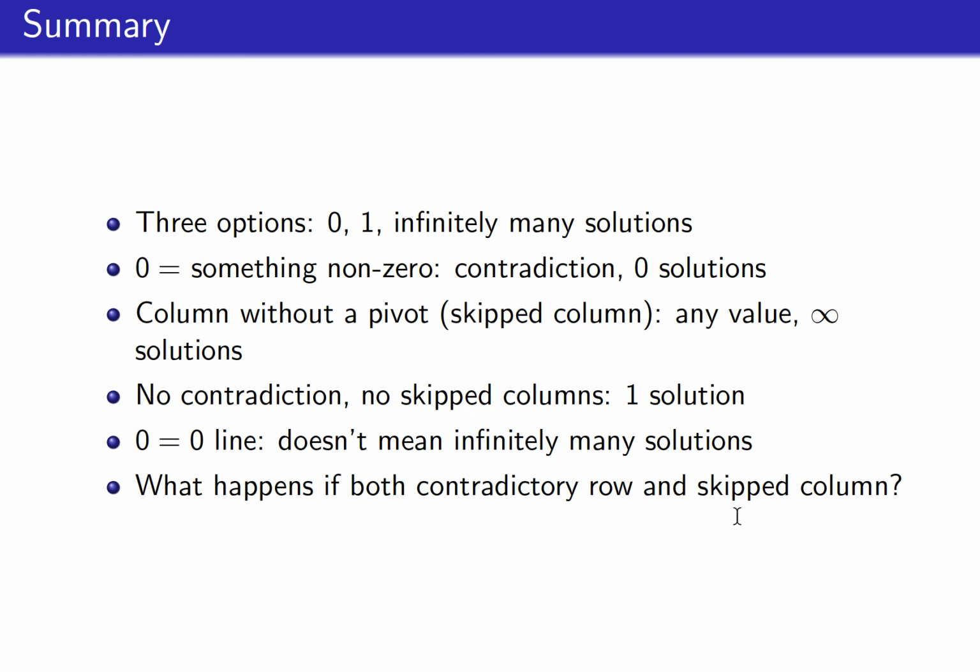The last thing that I wanted to ask is what happens if we get both a contradictory row and a skipped column. A contradictory row tells you there's no solution. A skipped column means there are infinitely many solutions. What happens if we have both? Both a row of zeros that turn into a 5 and then a column that I had to skip. The answer is there's no solution. As soon as you get a contradictory row, we know that there's no solution.